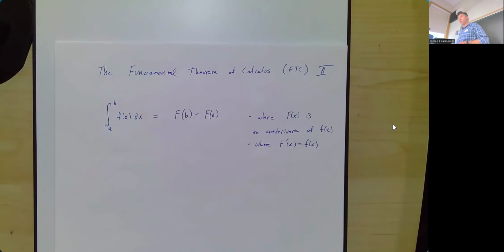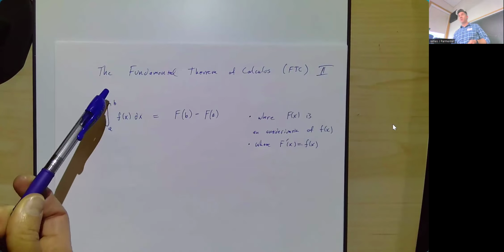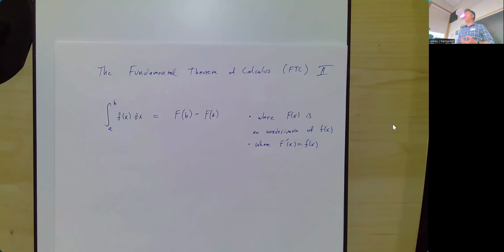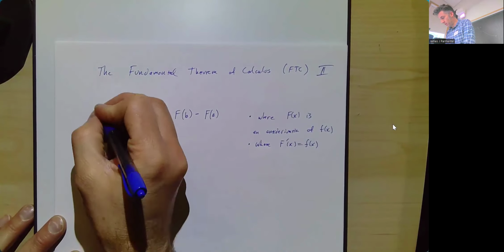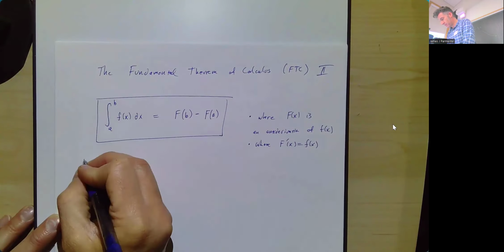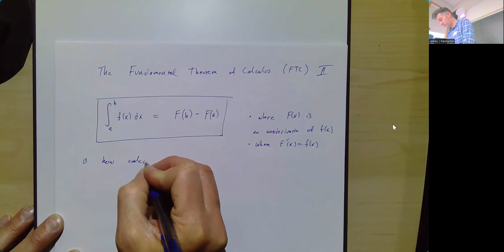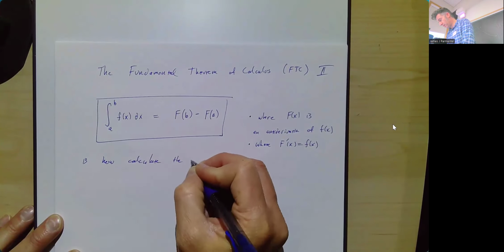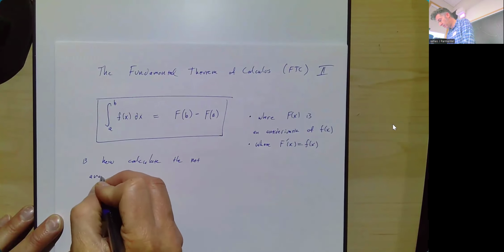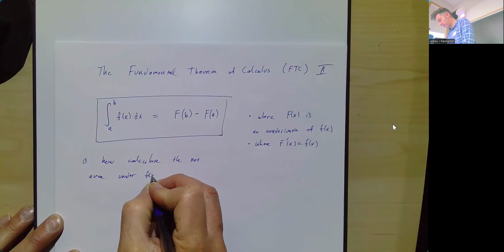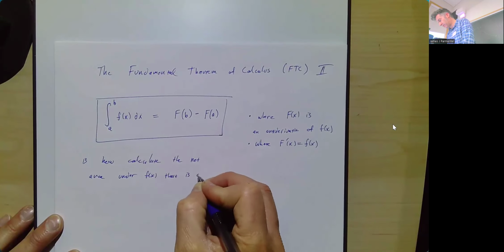So what this says is, if you want to find the definite integral from some x equals a to some x equals b of f of x, you find that value by antidifferentiating your function and then plugging in the top limit minus plugging in the bottom limit. What this is representative of, so this is how we calculate the net area under f of x that is above the x-axis.